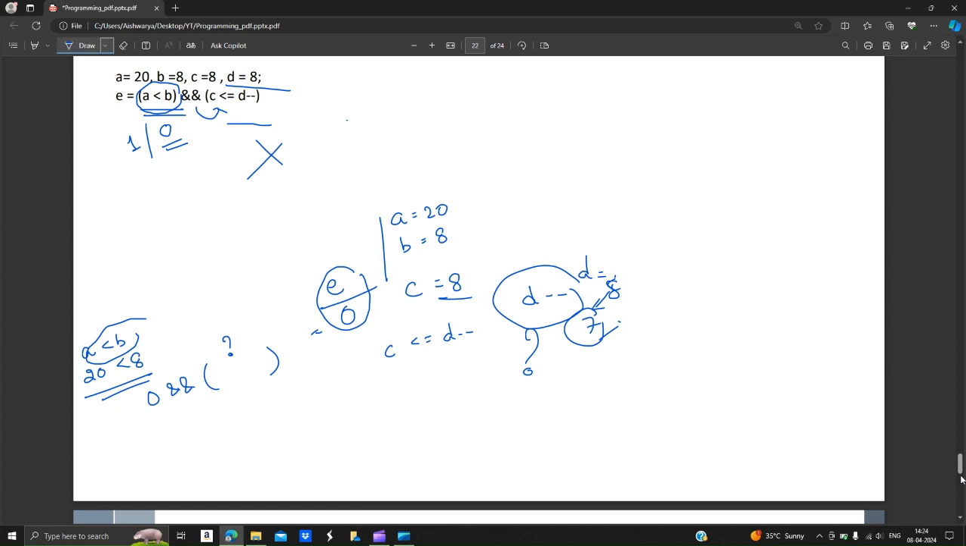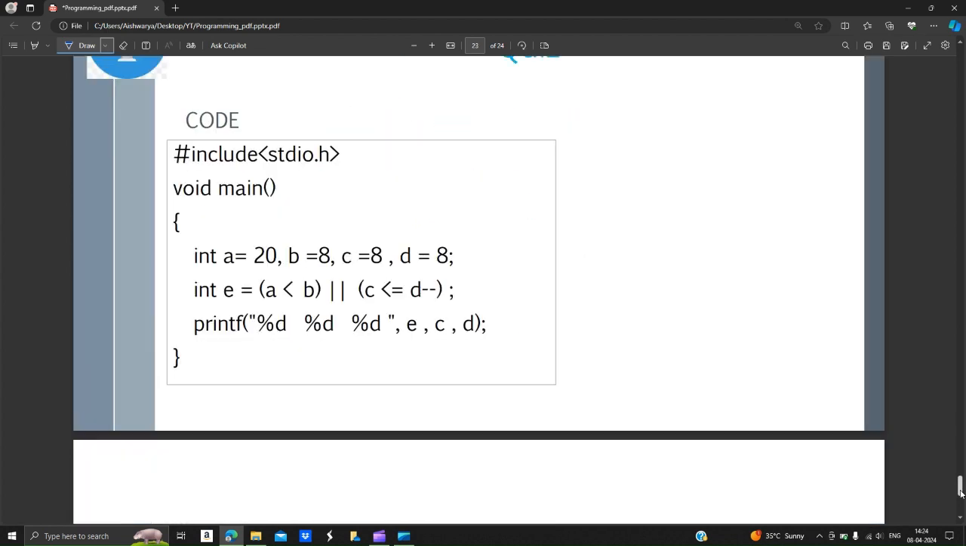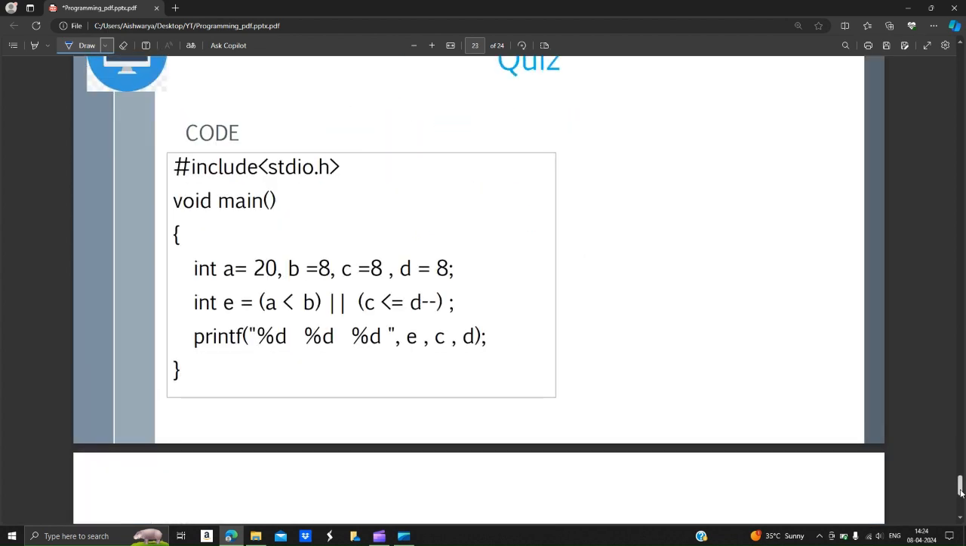On similar lines, if you have understood this, let us try to do this quiz question. We have logical OR operator here instead of logical AND operator now. Now what will be the value of E, C and D? Please work out, or you can also execute on any online C compiler or Turbo C. In fact, you can also do various modifications to the same code. Instead of less than, you can use greater than. Instead of D minus minus, you can do D plus plus.